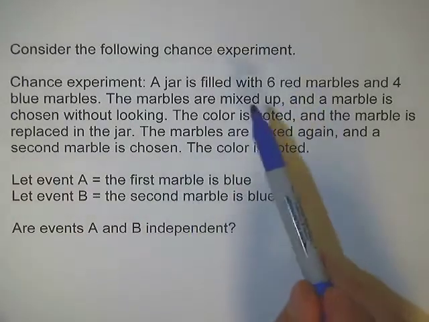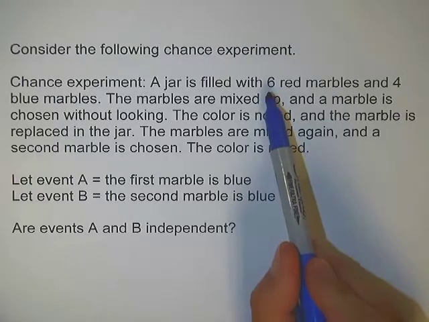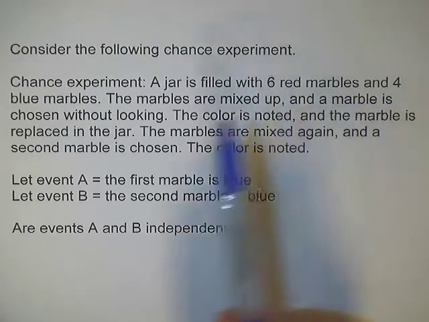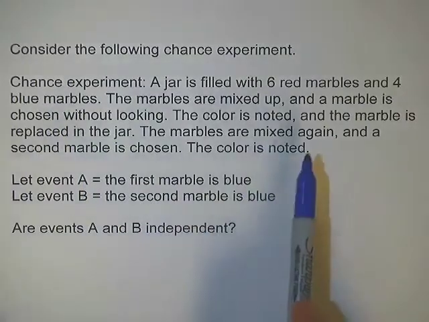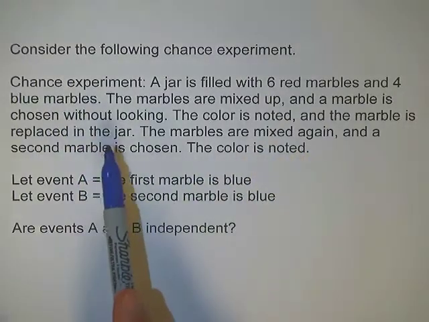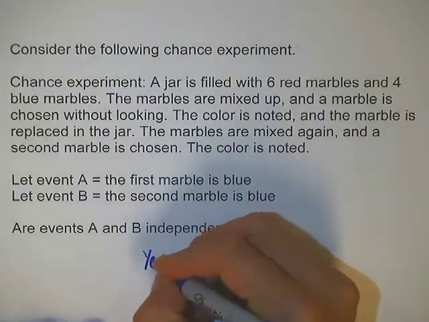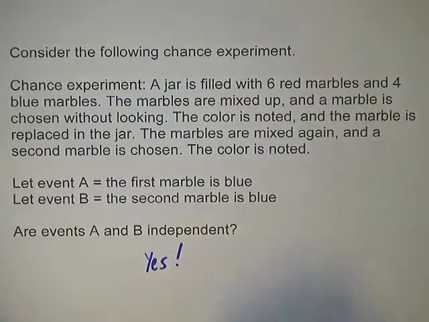The reason why is that there's a 6 out of 10 chance of getting a red, and a 4 out of 10 chance of getting a blue. Now, because we're sampling with replacement, the probabilities aren't going to change. So the probabilities will always be 6 out of 10 and 4 out of 10. So are the events independent? Yes, because we have replacement.